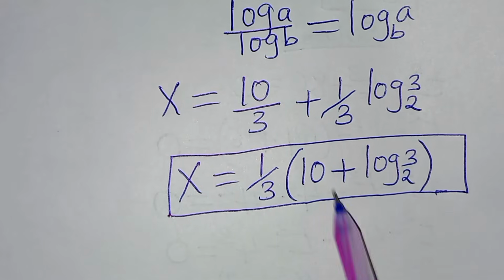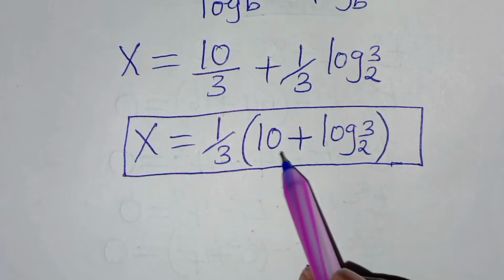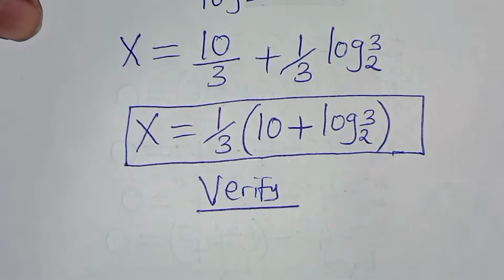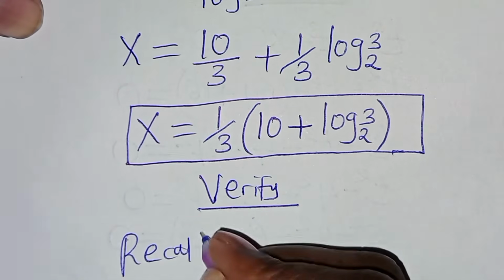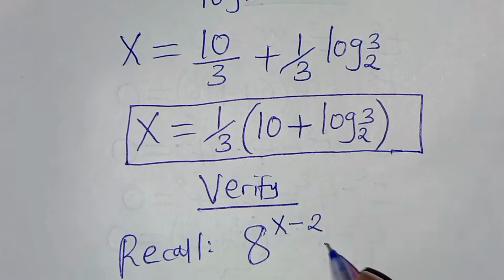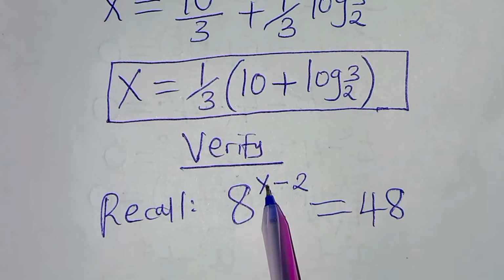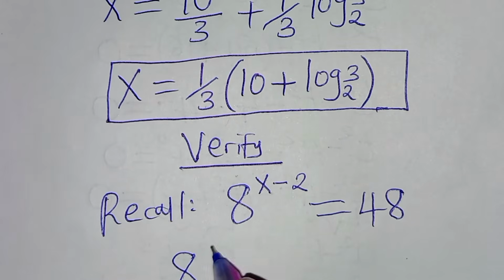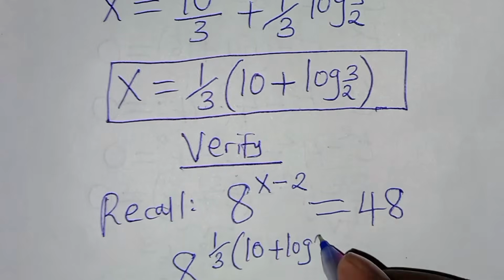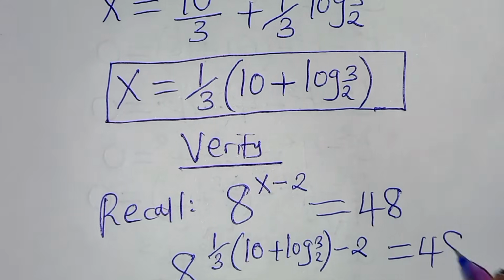Let's verify that this value of x satisfies the equation. Now, if you recall, we ended at 8 to the power x minus 2. This is supposed to give us a value of 48. Let's substitute the value of x. So we have 8 to the power 1 over 3 into the bracket here, 10 plus log 3 to base 2, subtract 2. This is supposed to give us a value of 48.